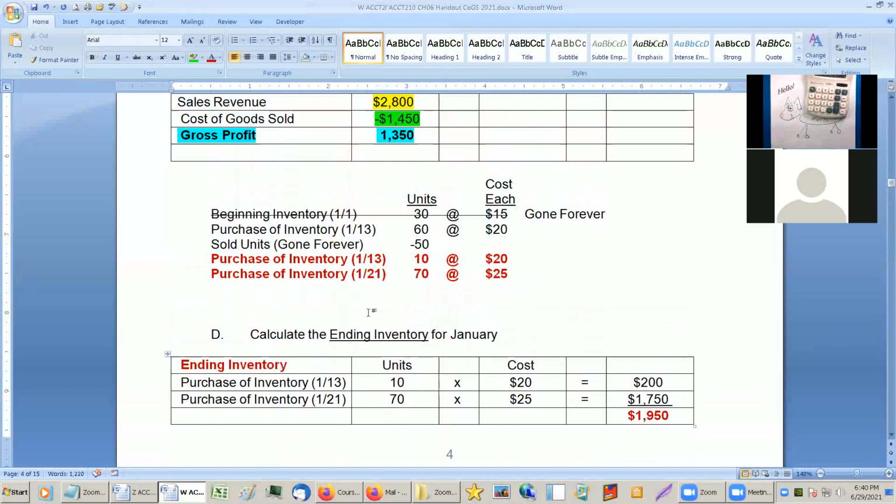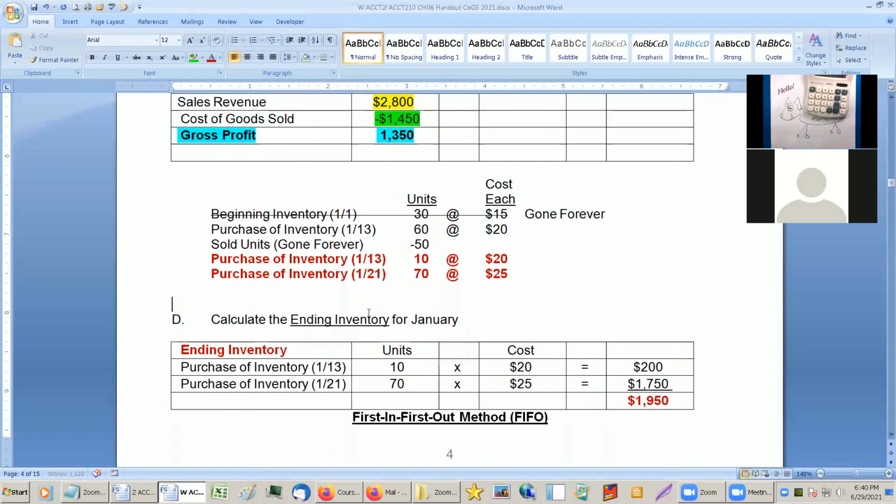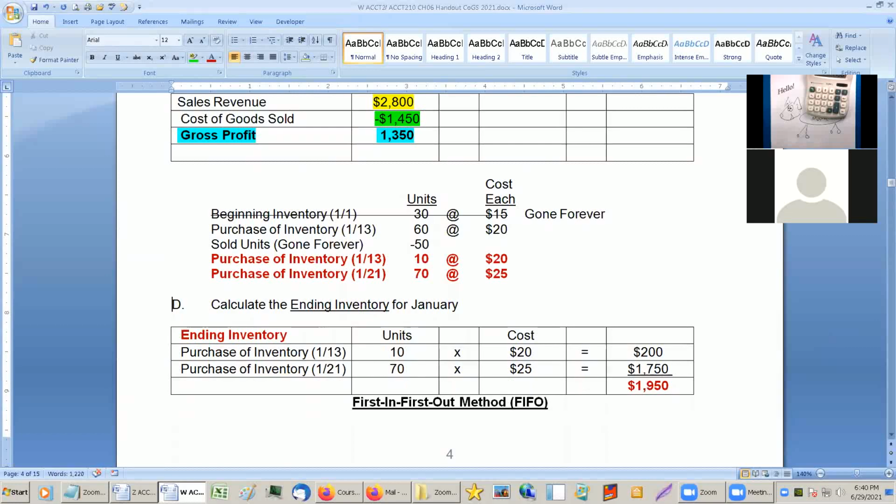Let's get closer together. Oops. As with ending inventory, this is stuff that was not sold. If it was sold, it wouldn't be there.